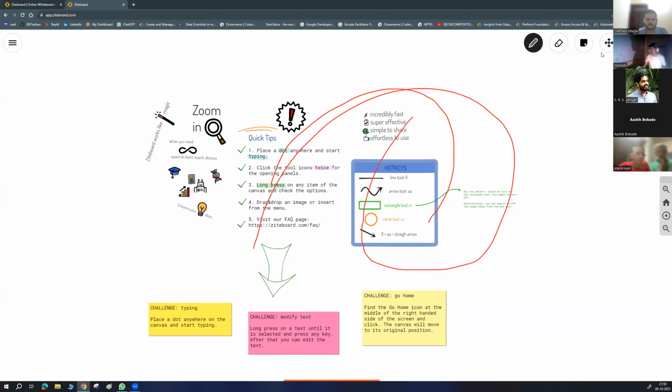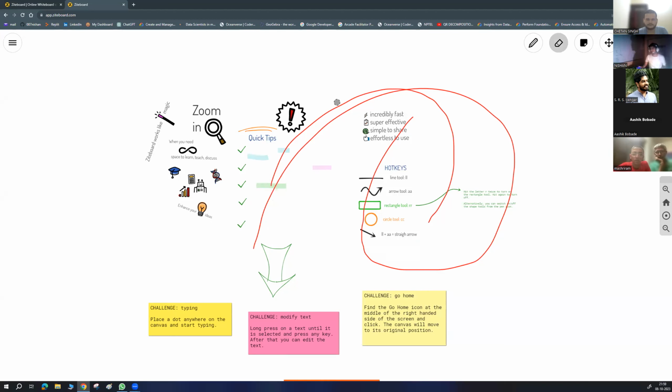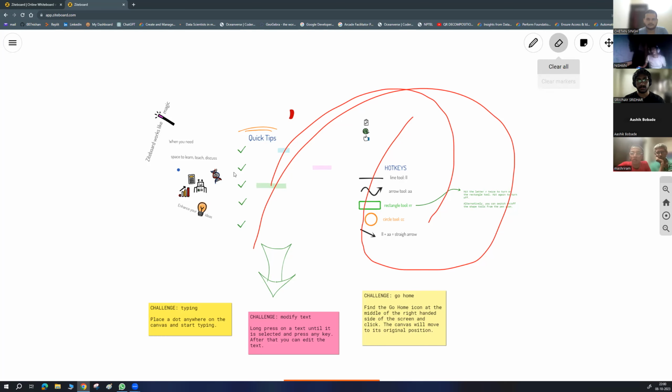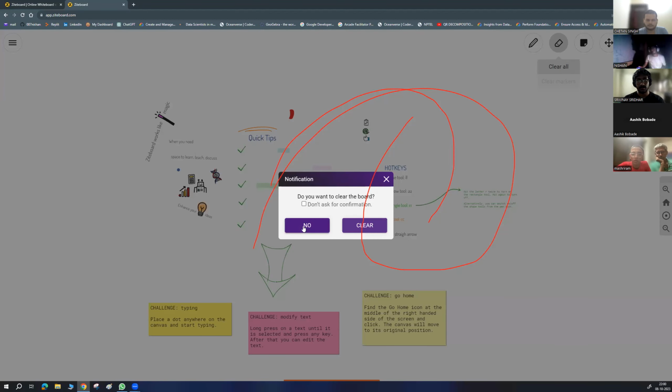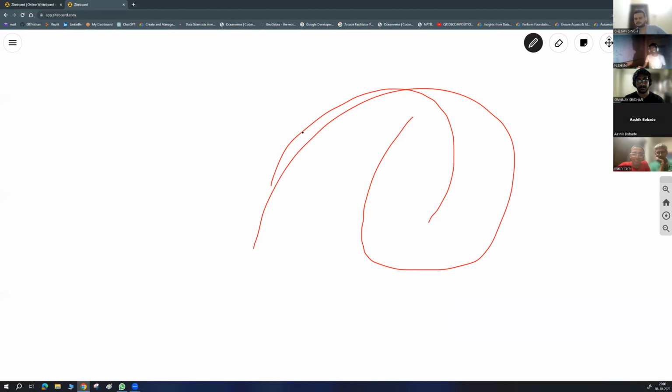We can use it. You can click the eraser button twice to clear. There's an option to clear the board. Where? The erase button. What should I do? Just click it again. Okay. Fine.